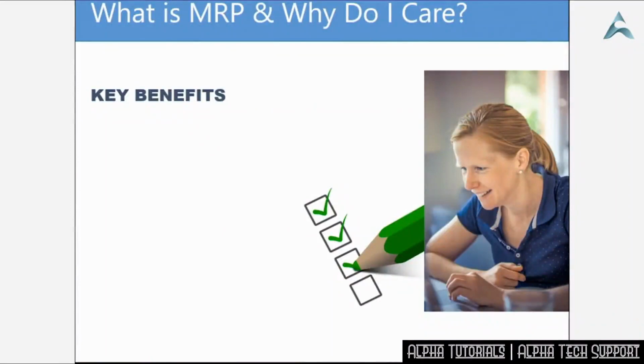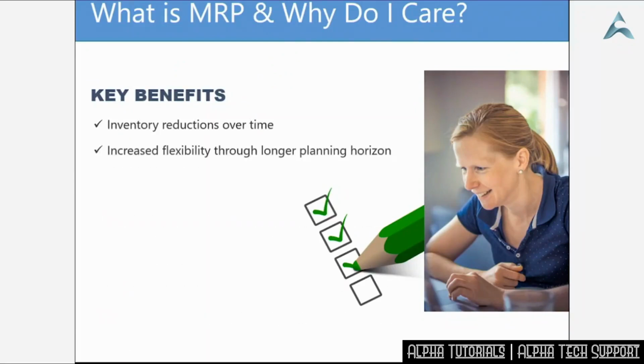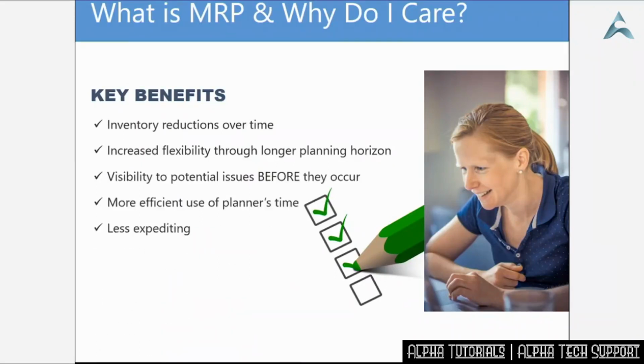Just a few benefits of using MRP within the SAP system are less inventory on hand at any given time, flexibility to respond to changes in supply and demand because of visibility throughout the planning horizon, and being able to see potential issues before they become real problems. And if used correctly, planners should see an increase in their productivity, mainly because they are focusing on the things that matter instead of constant firefighting.